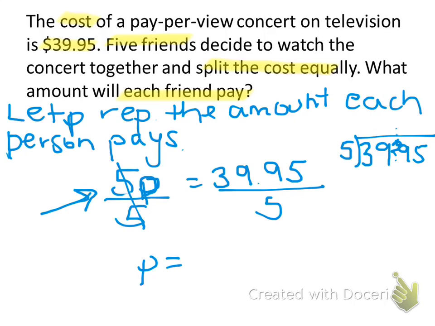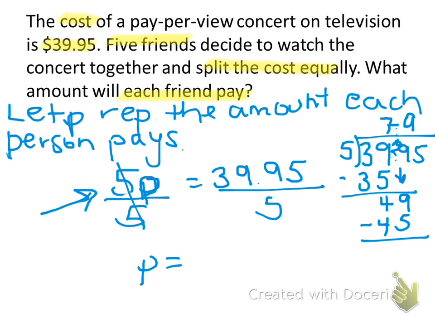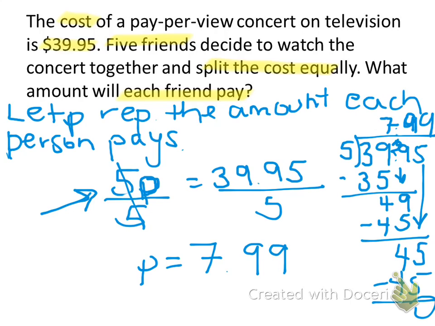5 goes into 39 7 times, which is 7 times 5 is 35. We subtract them, we get 4, we bring down our 9. 5 goes into 49 9 times. 9 times 5 is 45. We subtract them, and we get a 4. Bring down this 5. 5 goes into 45 9 times. 9 times 5 is 45. We subtract and get 0. So we know that P equals $7.99.